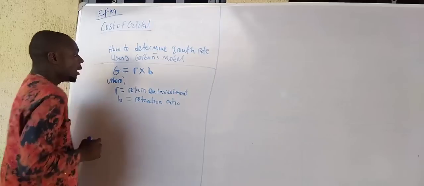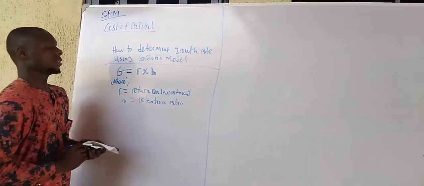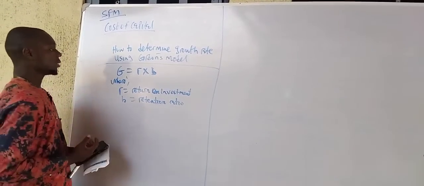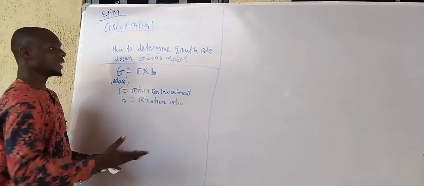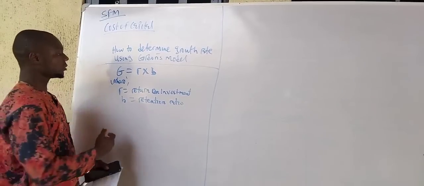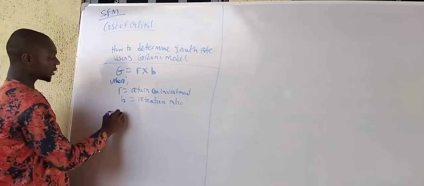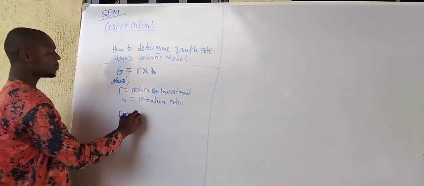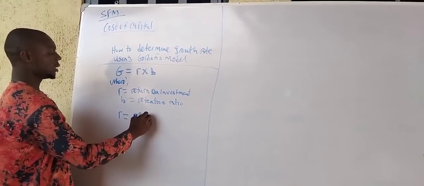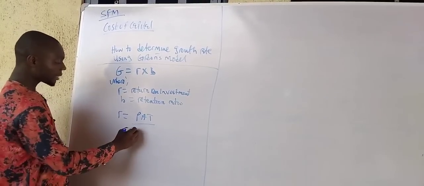Now, how do we determine the return on investment? The shareholders will be expecting dividend or capital appreciation from their investment. So the return on investment is calculated as profit after tax divided by capital employed.